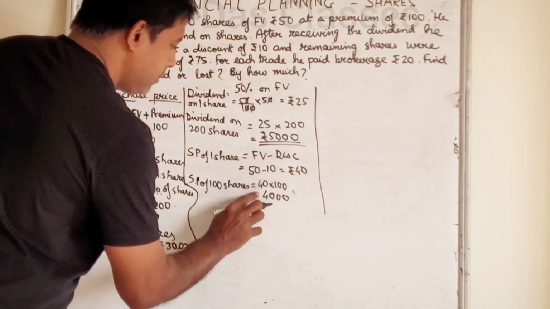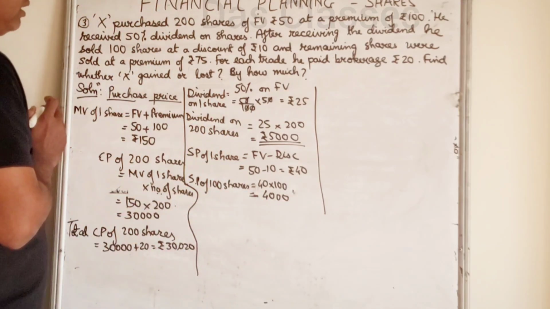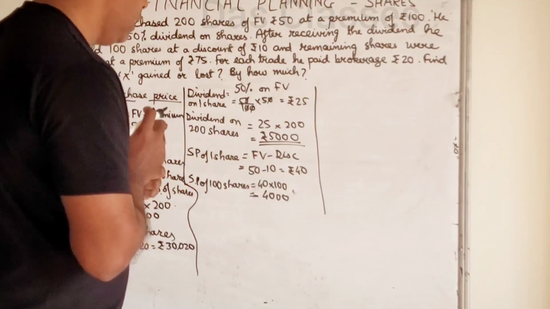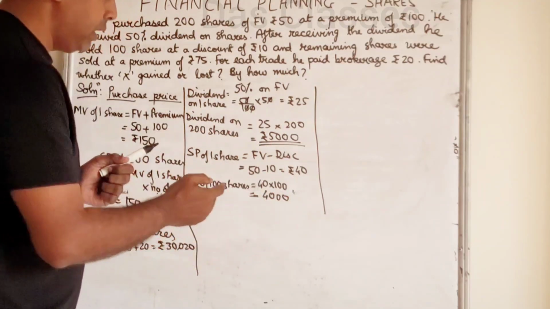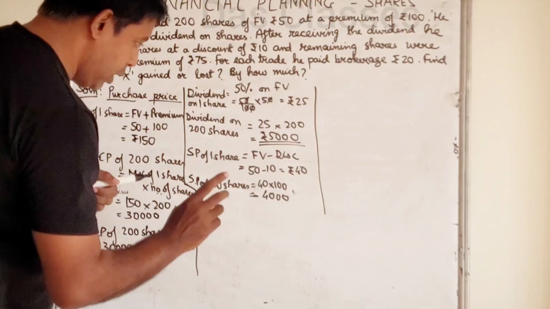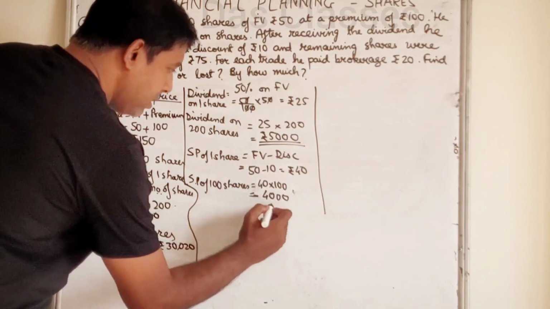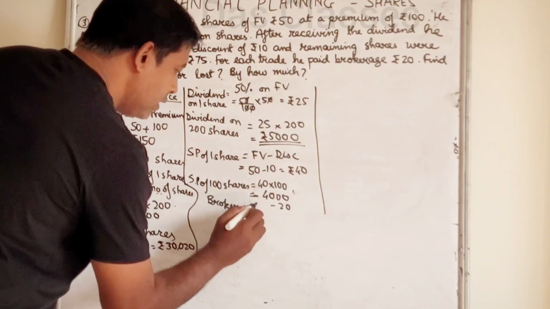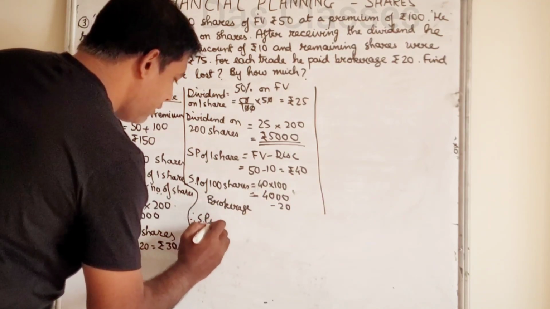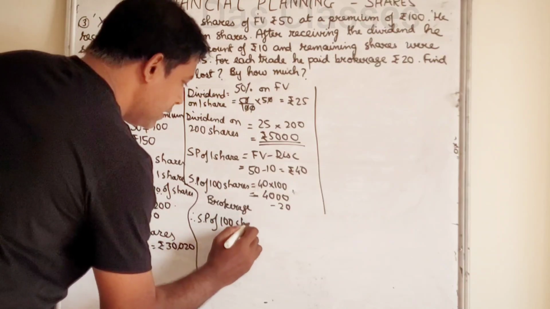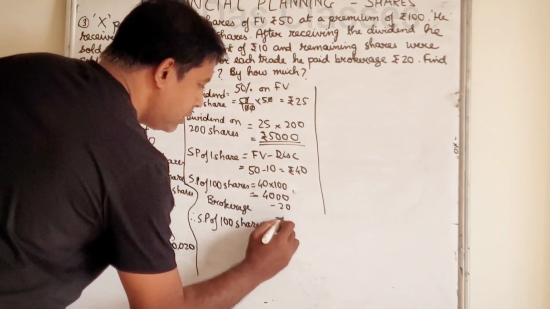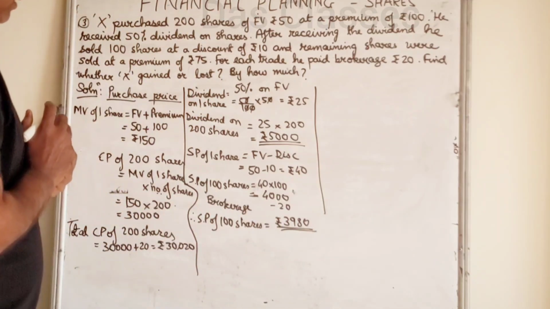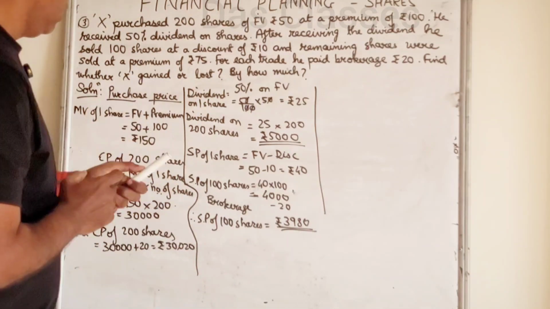4,000 rupees. But here, a very important thing: he had to pay a brokerage for this, no? In every transaction he has to pay a brokerage of 20. This brokerage has to be paid to somebody, so that much amount has to be reduced from that. So minus 20, that is the brokerage. Therefore, the selling price of 100 shares is going to be equal to 3,980 rupees. So that's how he sold the 100 shares.